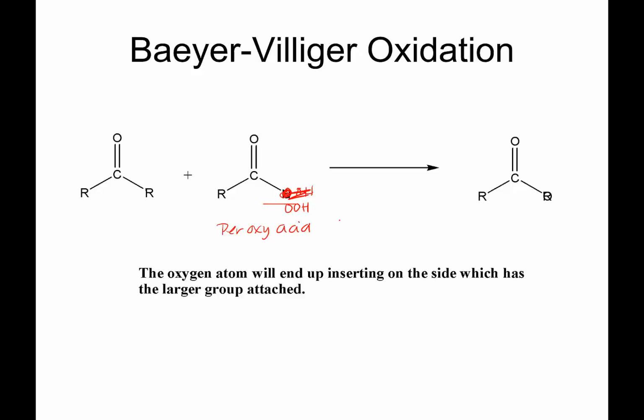So we can use the peroxy acid to make epoxides. And what happens in that is one of the oxygens in the peroxy acid plops down on the double bond, and you make an epoxide. So the same thing is going to happen here. One of these oxygens is going to come over, and it's going to insert itself between the carbon and the R group, so that now I'm going to make an ester.